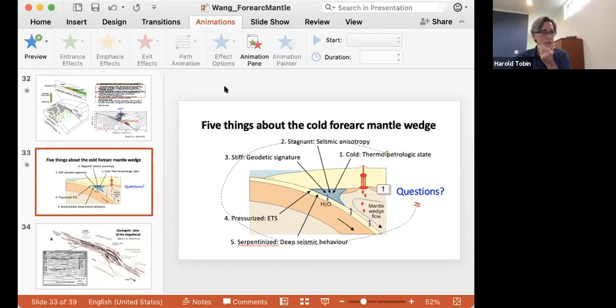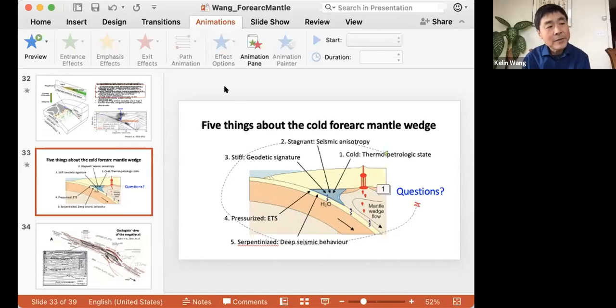Great. Questions keep rolling in and we have some time, so I'll keep going. Art Frankel asks, the uplift of the 1960 Chile earthquake is very close to the volcanoes. Could the uplift be affected by weakness in the crust in the volcanic areas? Yeah, you're saying the deformation could be due to deformation of the upper plate?